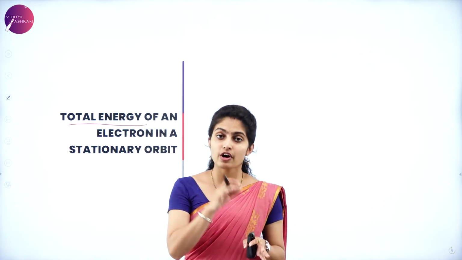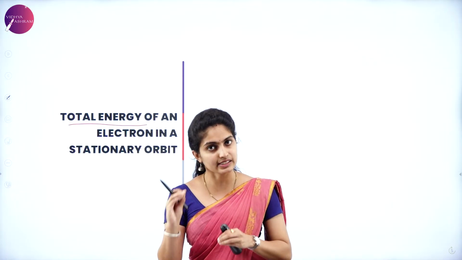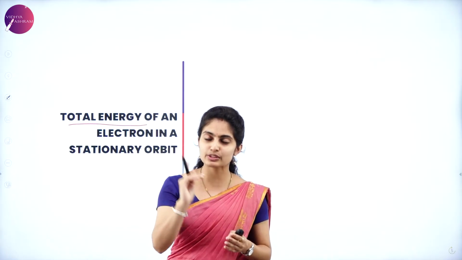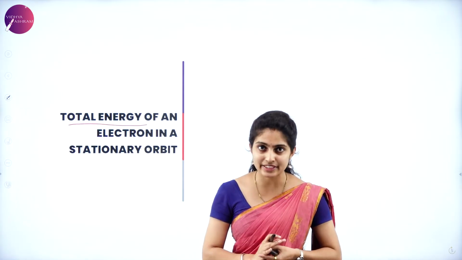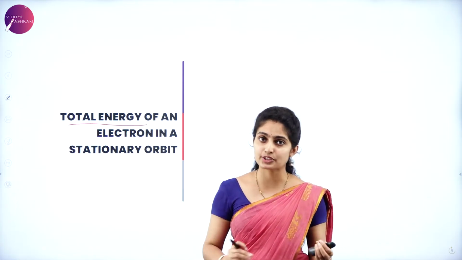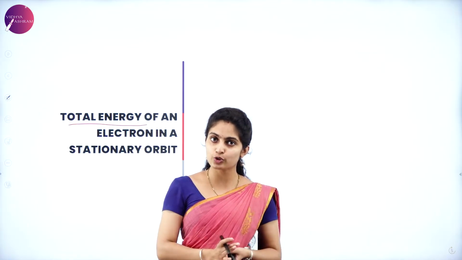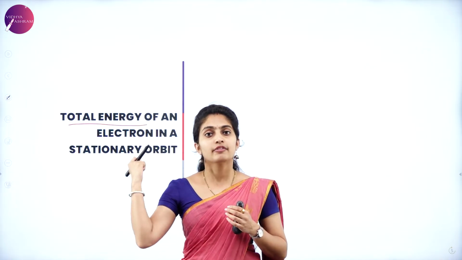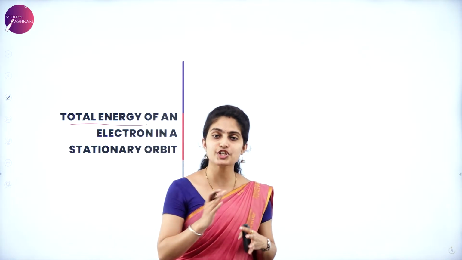But Rutherford's statement was given a slight modification by Niels Bohr. What did Niels Bohr tell? In his 3 postulates, the first postulate stated that it is a non-radiating process. So there is no radiation which is emitted, due to which the electrons are said to be stable in a stationary orbit, and the final conclusion was the atoms are stable in nature. So now we are finding out the total energy of the electron which is in the stationary orbit.